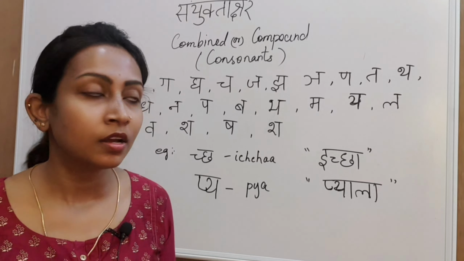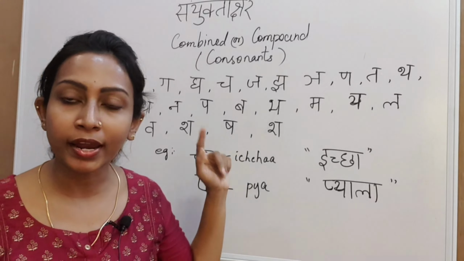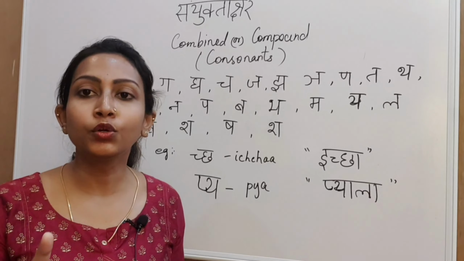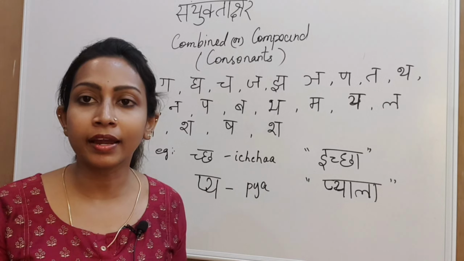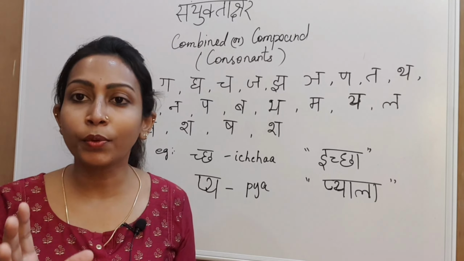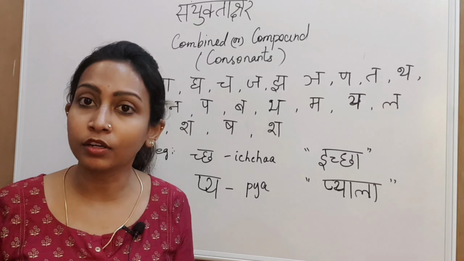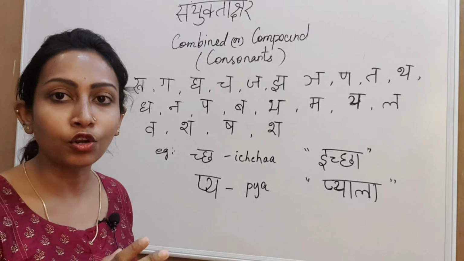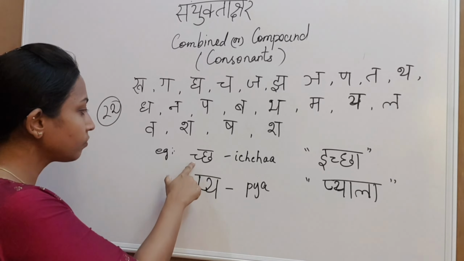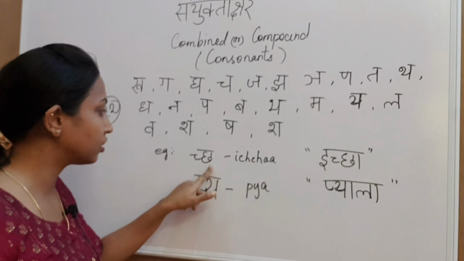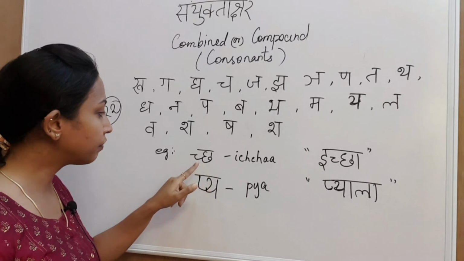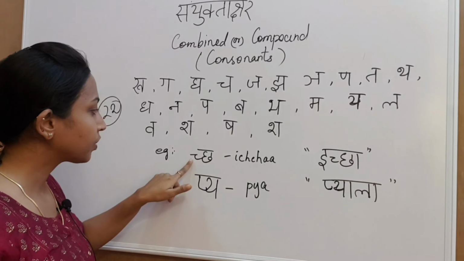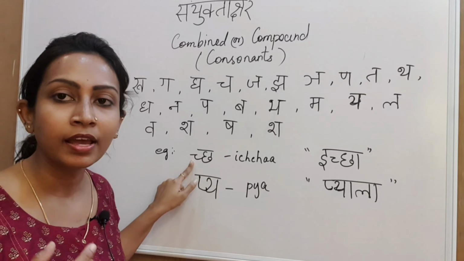The first rule is about the letters which have a vertical line on the right side. Out of 33 consonants, 22 consonants have a vertical line on the right side of the letter. When we join these letters with another letter, the vertical line of the consonant is cut off. For example, when cha joins with cha, the vertical line of cha is cut off and you get itcha.